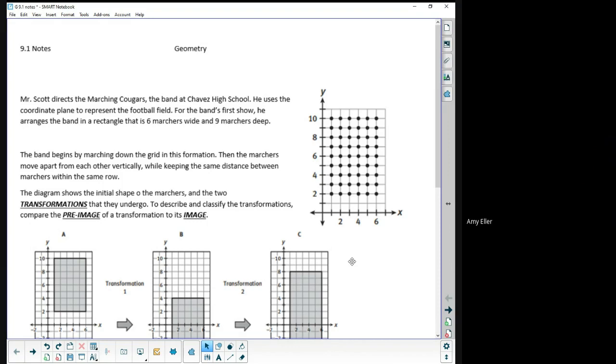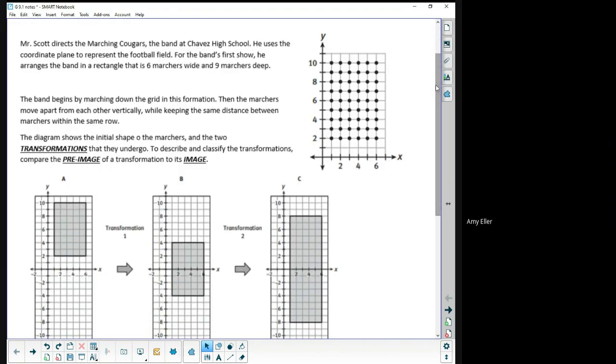So let me go ahead and read what it says. Mr. Scott directs the Marching Cougars, the band at Chavez High School. He uses the coordinate plane to represent the football field. For the band's first show, he arranges the band in a rectangle that is 6 marchers wide and 9 marchers deep. So to keep himself organized, he uses the XY chart, this coordinate plane, so he can mark the people in the band. The band begins by marching down the grid in this formation.